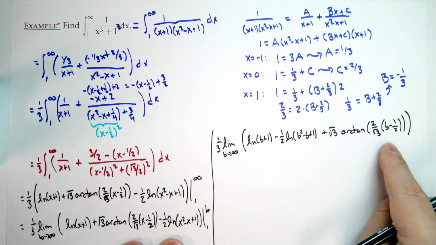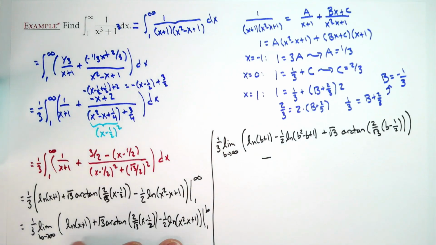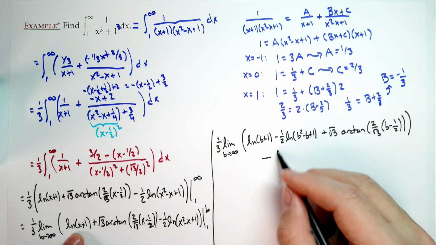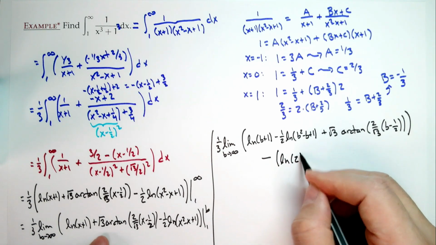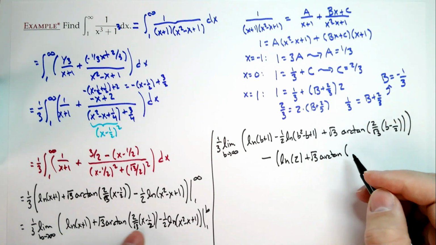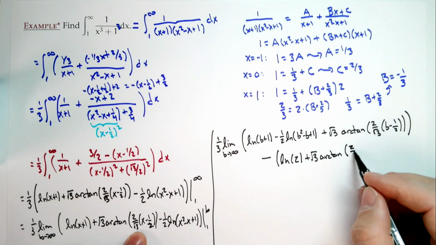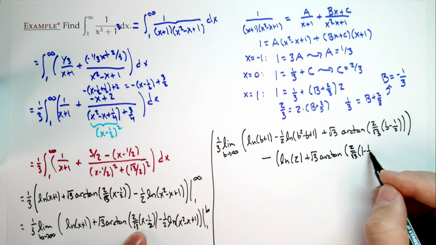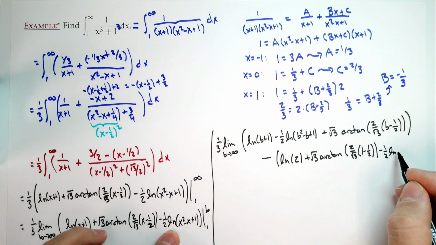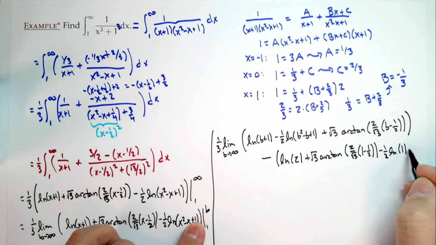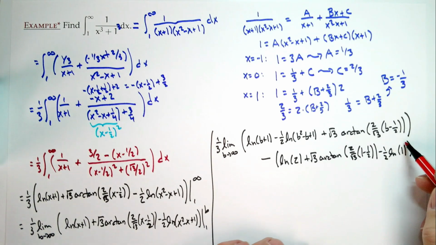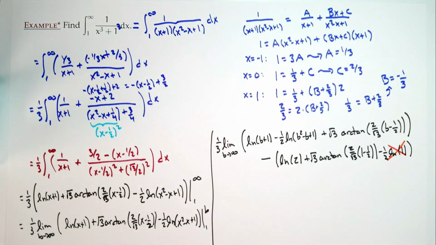Okay, that's b. Subtract, because you've got to also plug in the other bound, plug in 1. So we're going to get log of 1 plus 1, which is 2, plus square root of 3 arctangent of 2 over root 3 times 1 minus 1/2. We'll clean that up in a second. Minus 1/2 natural log of 1 minus 1 plus 1. Okay. Whew. We finally have some good news. That's 0. Good news for us.